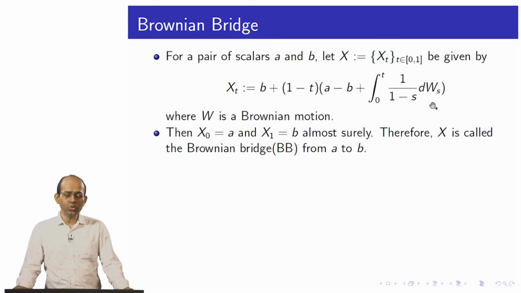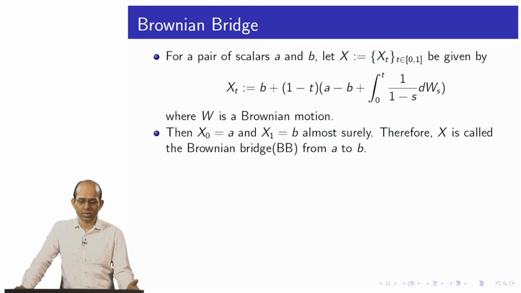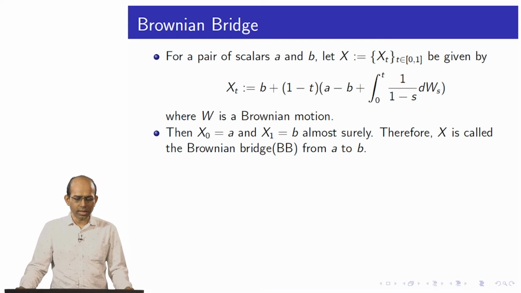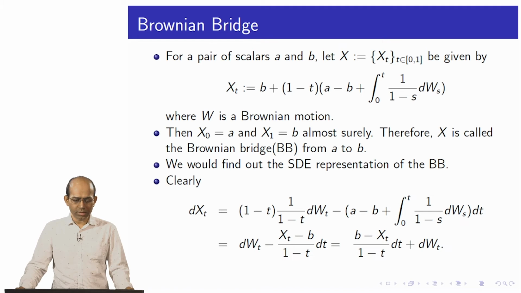Now, we would like to derive a stochastic differential equation for this process. This is the definition of the process, but we would derive the stochastic differential equation for which this is a solution. Here is a comment that x 0 is equal to a, x 1 is equal to b almost surely. So this is called Brownian bridge from a to b. We would find the SDE representation, but that is very easy.